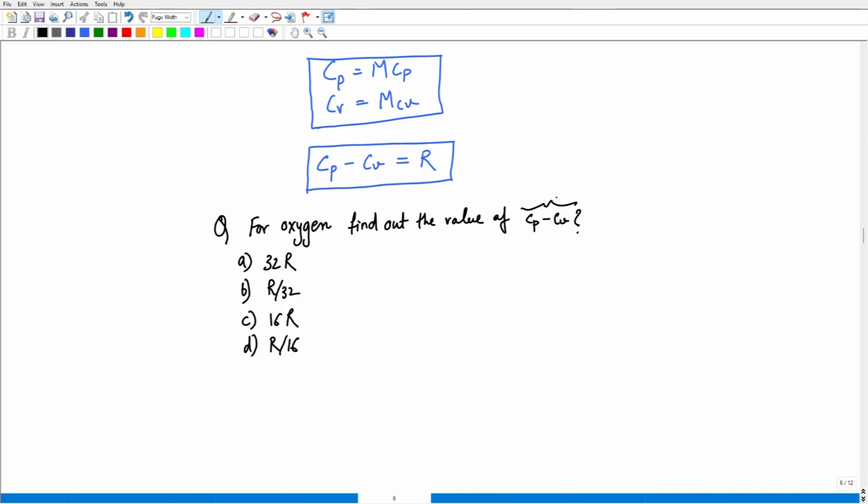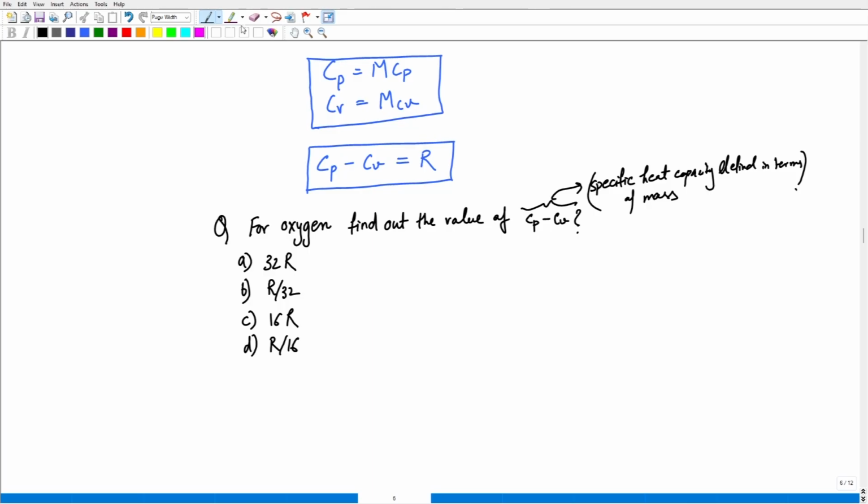This is a small Cp minus Cv, and this is the normal specific heat capacity defined in terms of mass. Make sure this should be there. So give it a thought. Let's take our time. So pause the video and try to solve it.